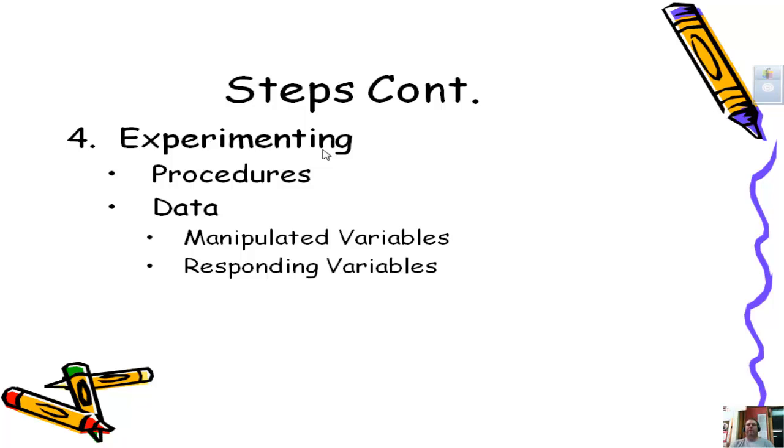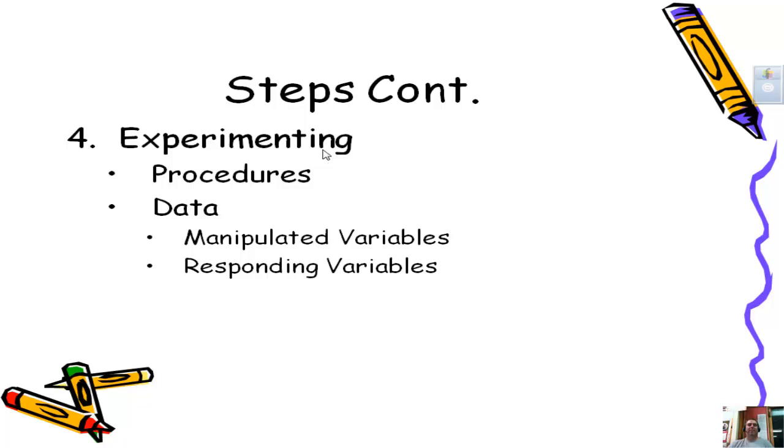Your manipulated variable, that's the one specifically that you are changing. And your responding variable, it's responding to the changes that were done to the manipulated variable. When you think of an XY axis, your manipulated variable is plotted on the X axis. Your responding variable is going to be plotted on your Y axis.